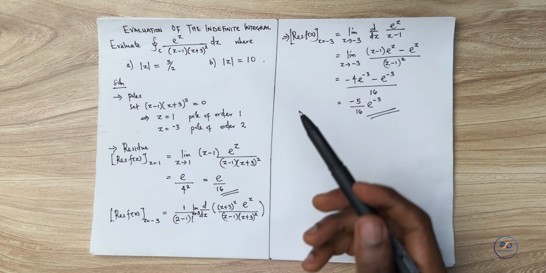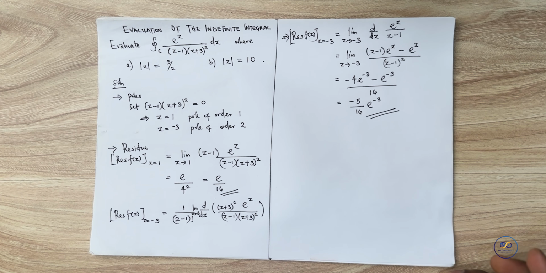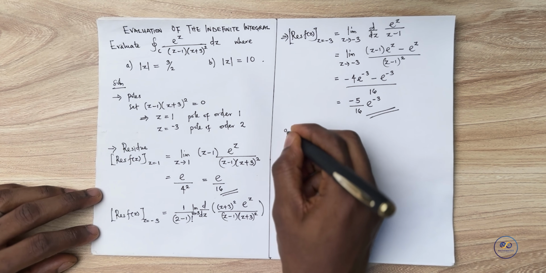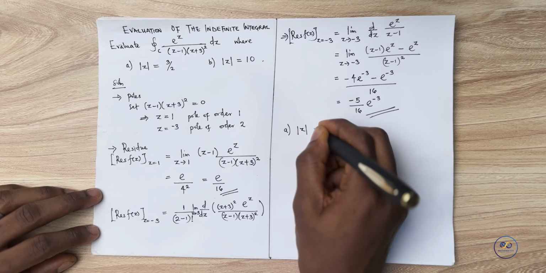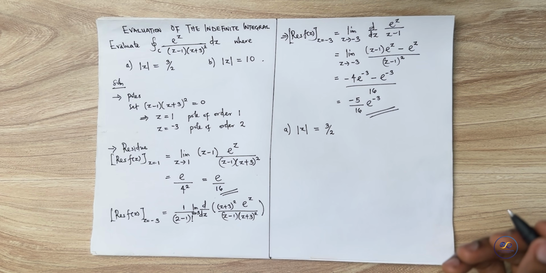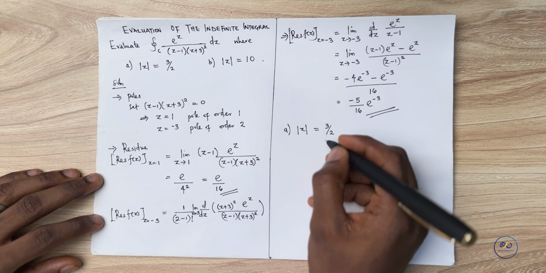So now we have the residue at 1 and the residue at minus 3. The next thing is now to evaluate based off the regions that have been provided. For the first one, we have the absolute value of z equal to 3/2. This is the contour for the first question.